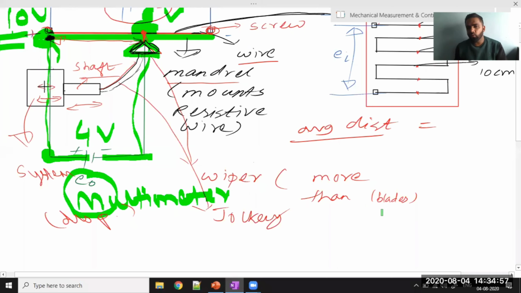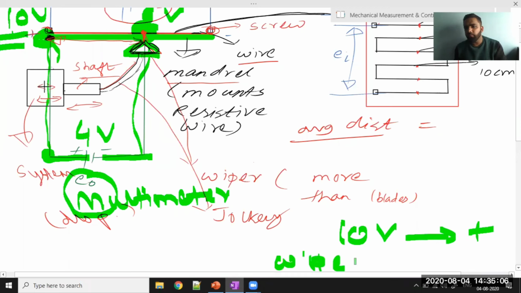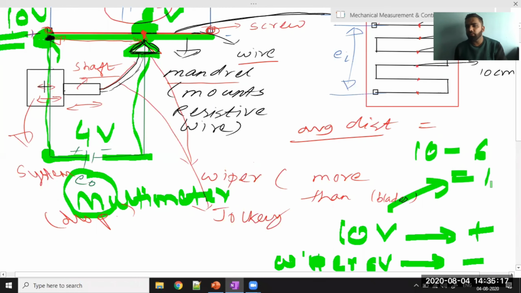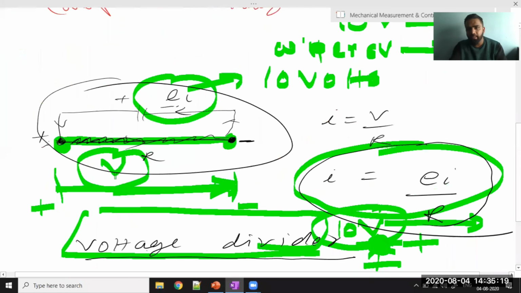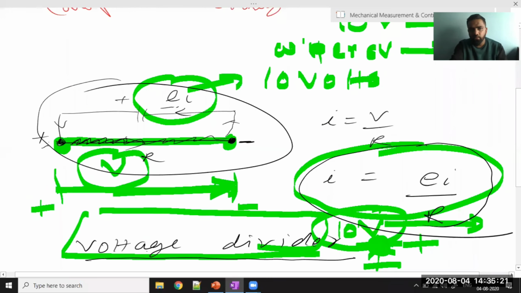The input voltage, what I'm trying to tell you, is how much? 10 volt. So this will be at the positive terminal, and wherever my wiper is will become my negative terminal. Suppose the wiper is at 6 volt. Suppose that point is 6 volt. Then 10 minus 6 will be my potential difference. So the potential difference that I'll get across this circuit will be 6 volt.